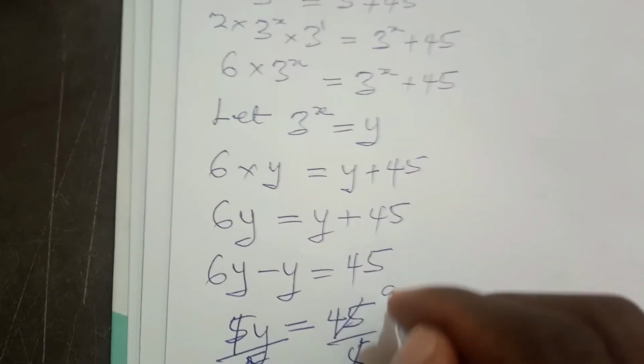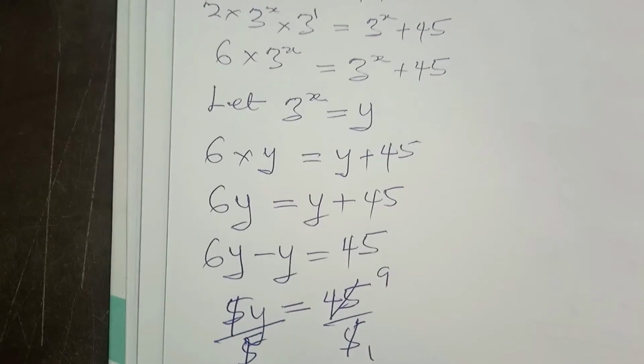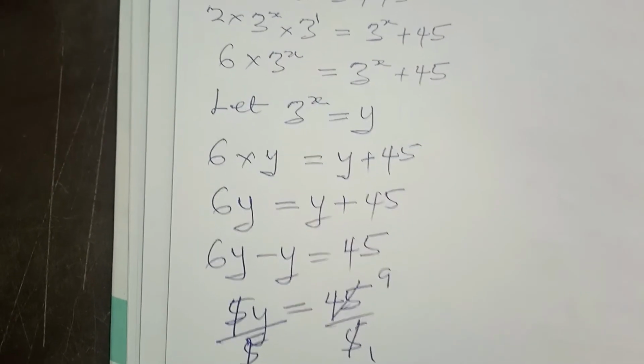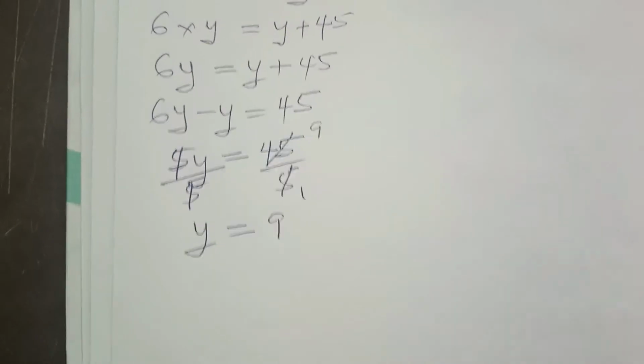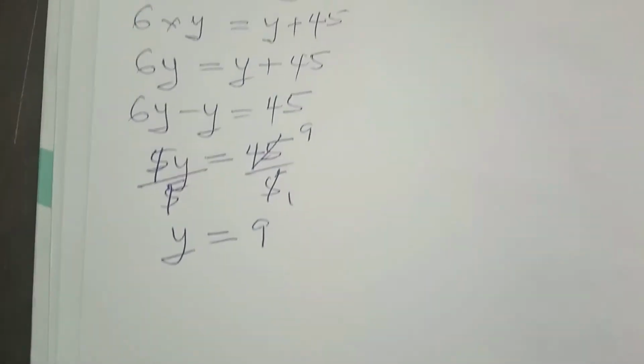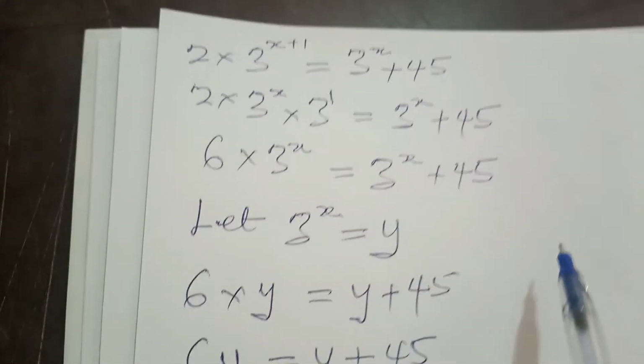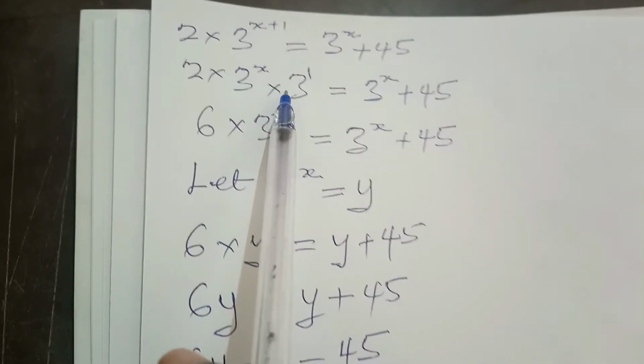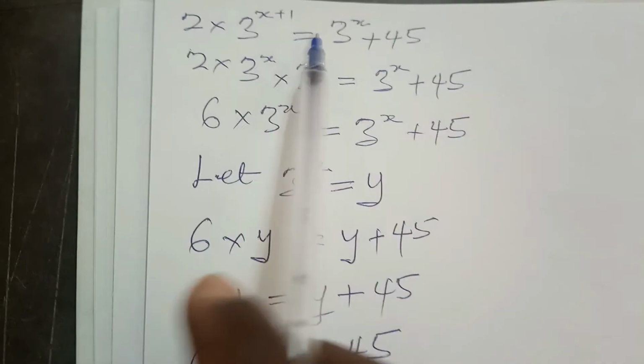5 goes here, 1 goes here, 9. So our y will be equal to 9. Good. Our y is equal to 9. There's no problem with that. But let me just take you quickly to the question: the original question doesn't have y in it, and the variable we are looking for is y.